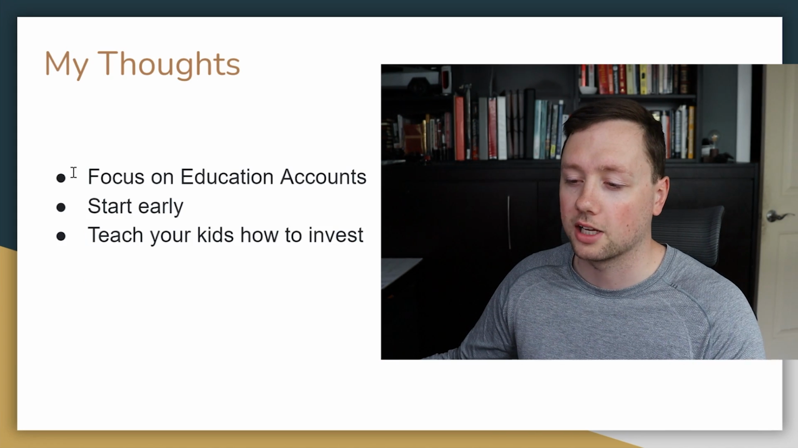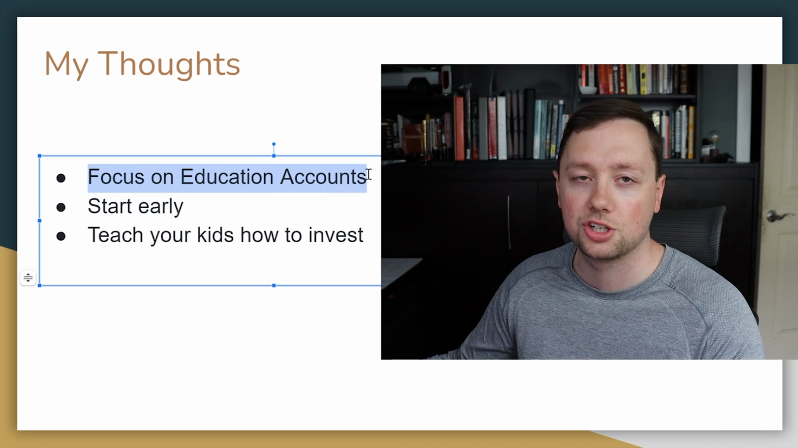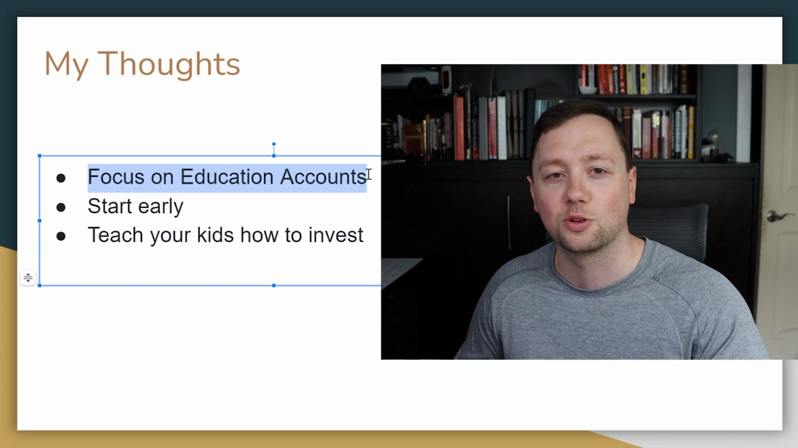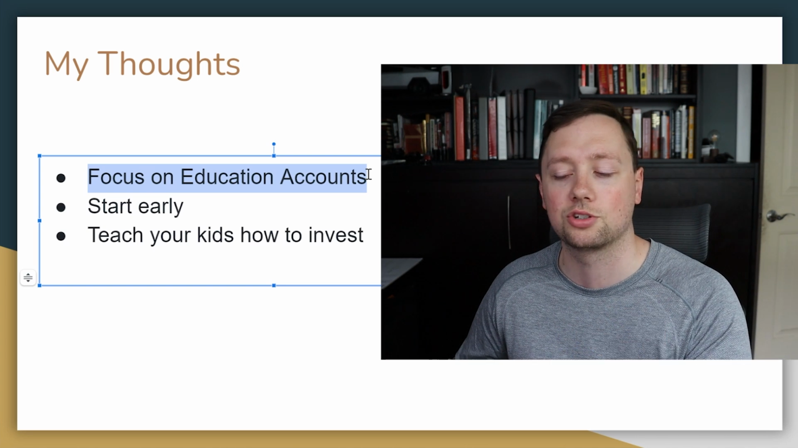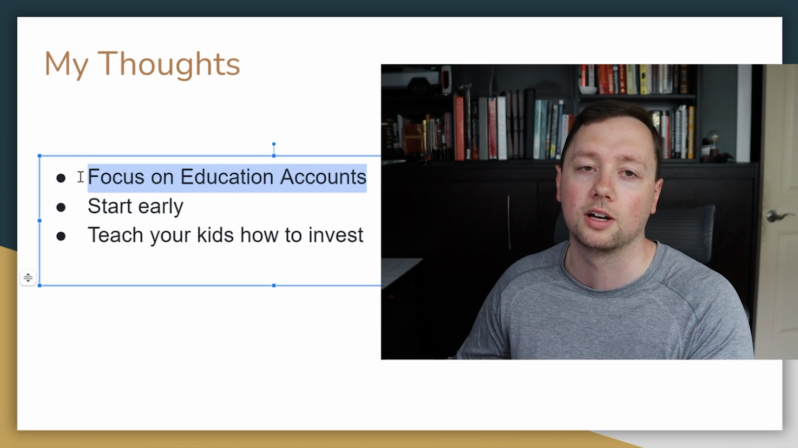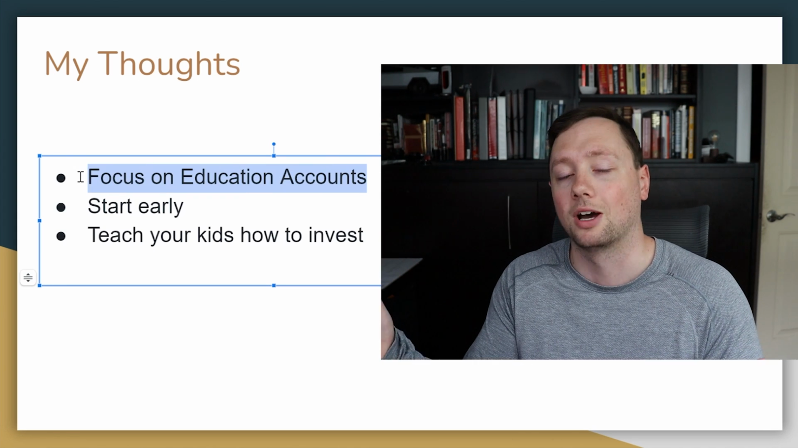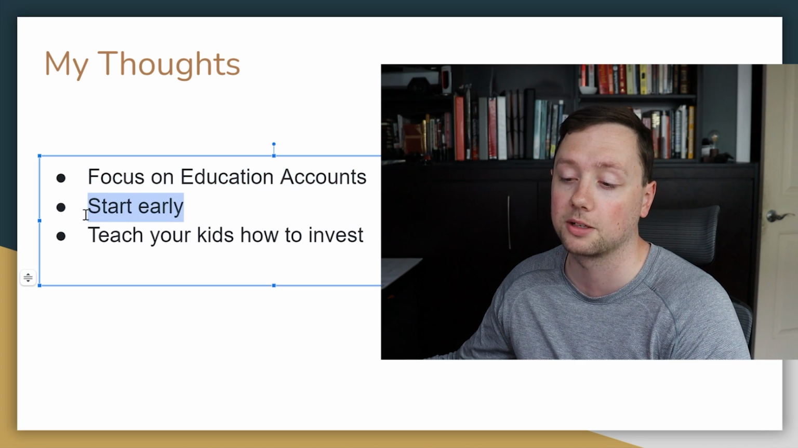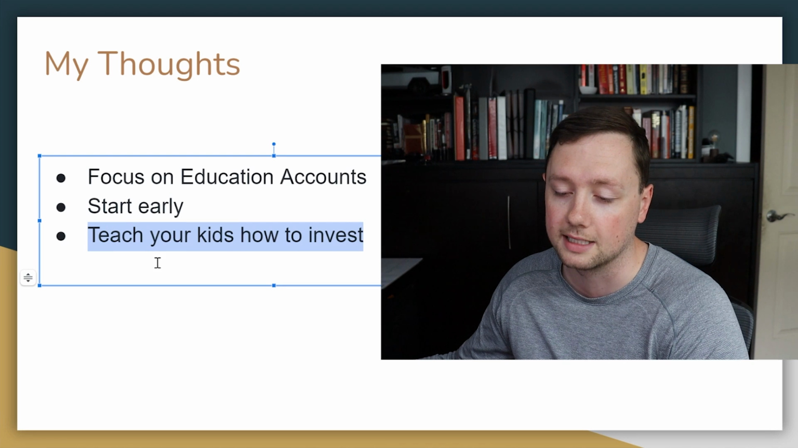Now, here are my final thoughts. Number one is to focus on education accounts. You're a minor that is under 18 years old, or you're investing for one, they're probably going to need to go to college or university. That is going to be a big expense. And so if you can save up for that early on, and if you can pay for some of it by the profit from your investments, that is going to be the best way to do it. I highly recommend you start early and you teach your kids how to invest.